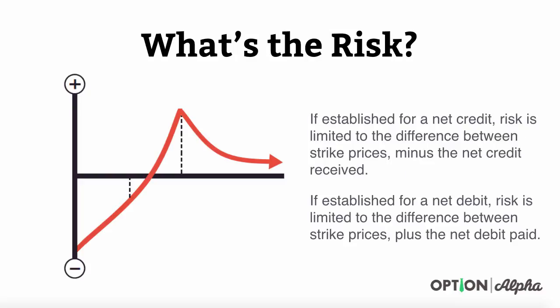So what's the risk? If you establish this position for a net credit, which you sometimes can do, the risk is limited to the difference between the strike prices minus your net credit received. If it's established for a net debit, which is generally the case, your risk is limited to the difference between the strike prices plus the net debit that you paid.